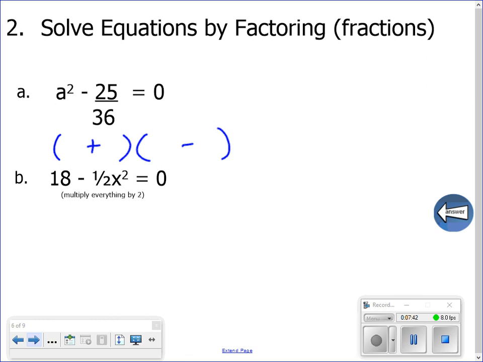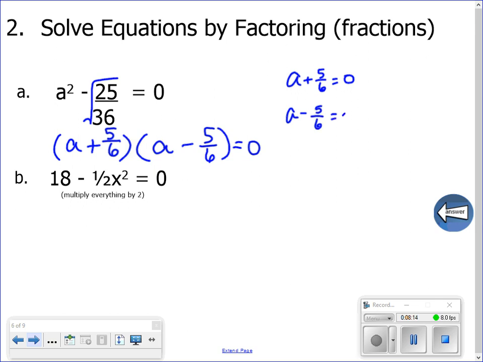The first term comes from square rooting the first term, so the square root of a squared would be a. The second term comes from square rooting the last term. So if I take the square root of 25 over 36, that'd be the square root of 25, which is 5, over the square root of 36, which is 6. So I'd have a plus 5 over 6, and I would have a minus 5 over 6 is equal to 0. And then I'd solve. So a plus 5 over 6 equals 0. A minus 5 over 6 equals 0.